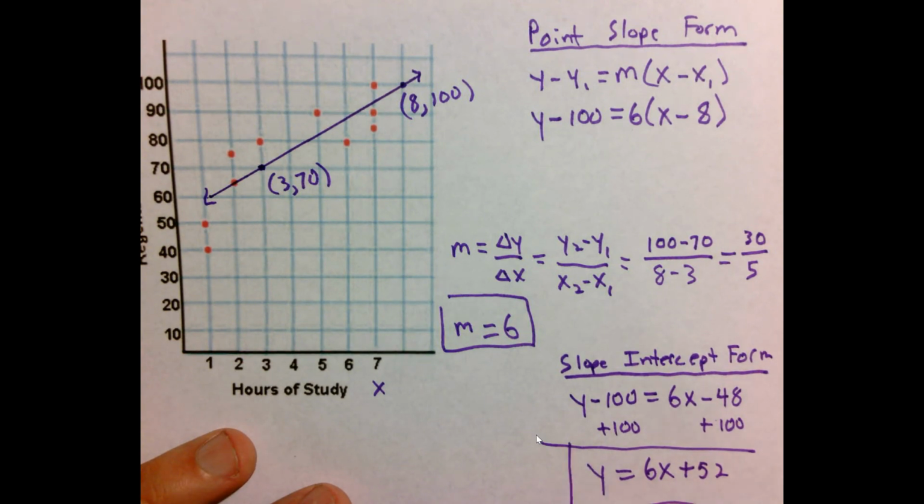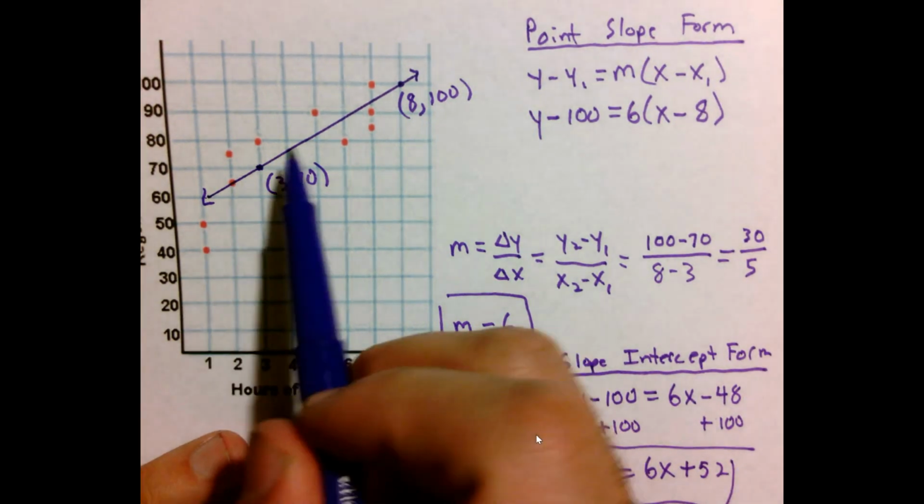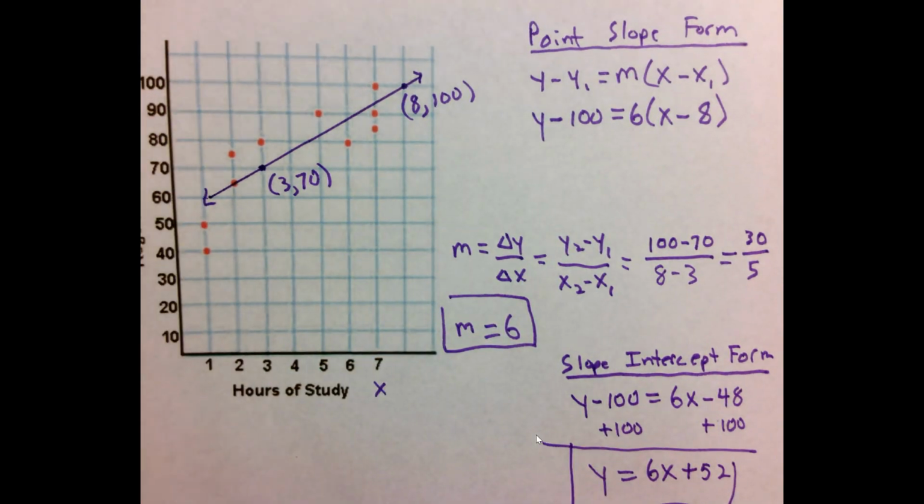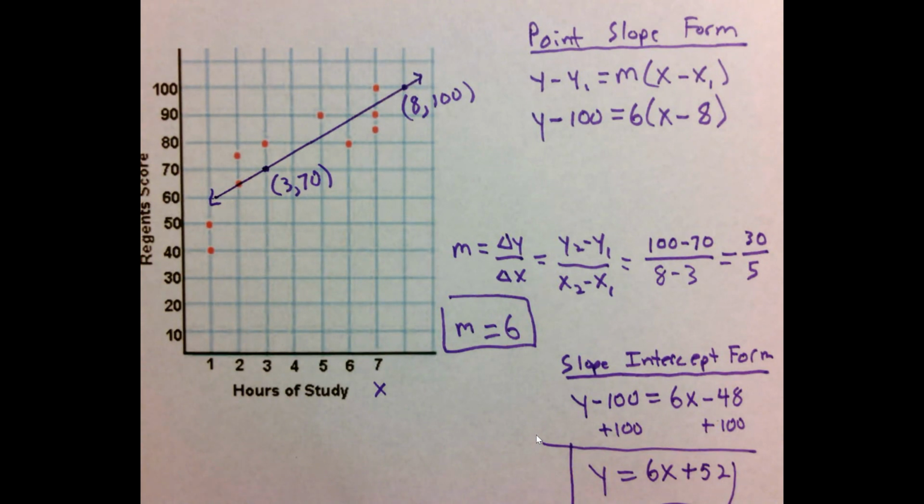This is slope-intercept form. You can see here that the y-intercept is 52, and you imagine if I extended this line, it very well would strike at 52 over here on the y-axis. Alright, that is how we draw our best fit line without technology.